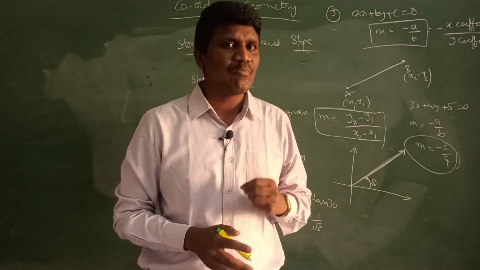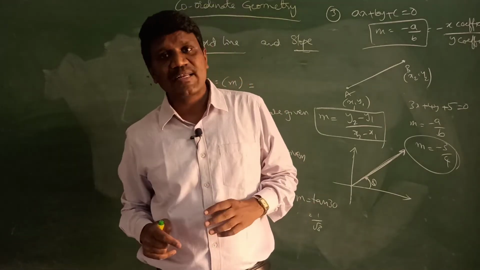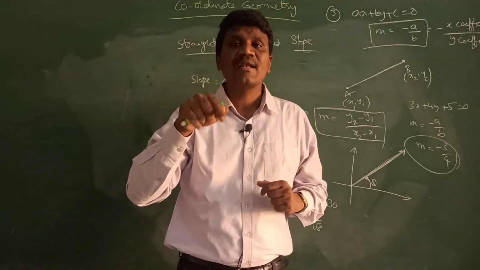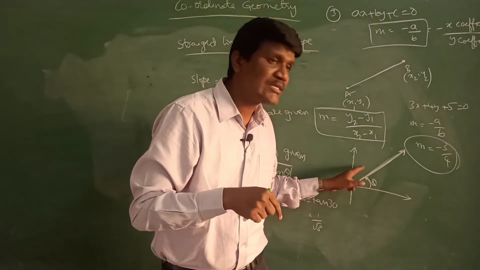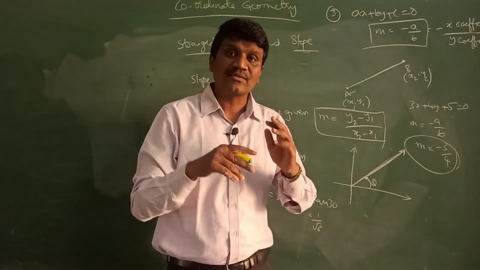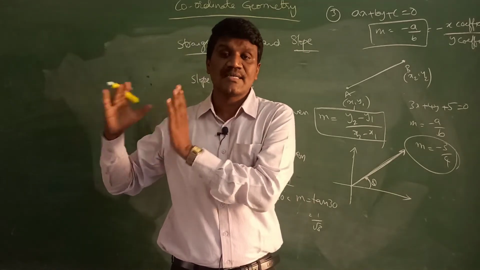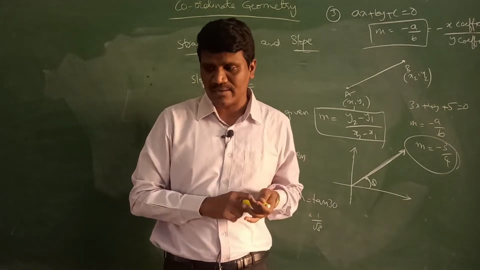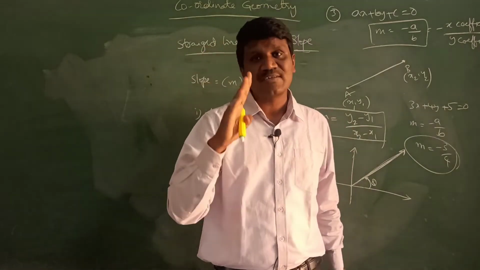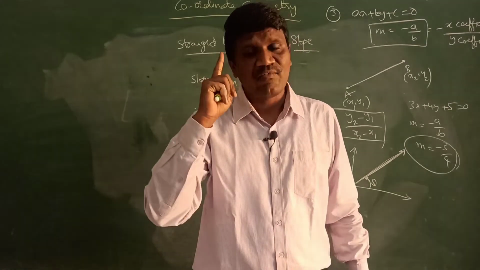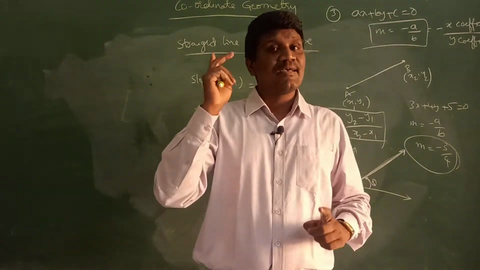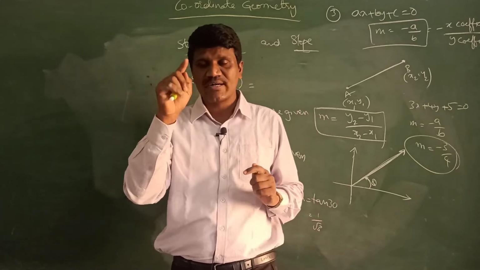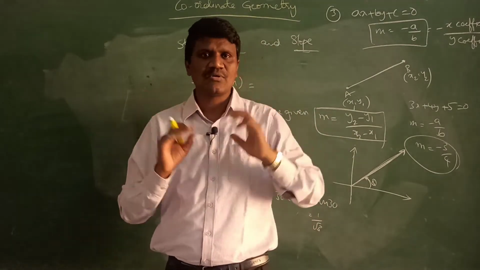There are three formulas for slope. One is (y2 minus y1) by (x2 minus x1), if two points are given. Second, if an angle is given, the angle made with the positive x-axis, m is equal to tan theta. And the third one, if the general form is given, the slope is minus a by b, where a is the x coefficient and b is the y coefficient. So this is about slope.